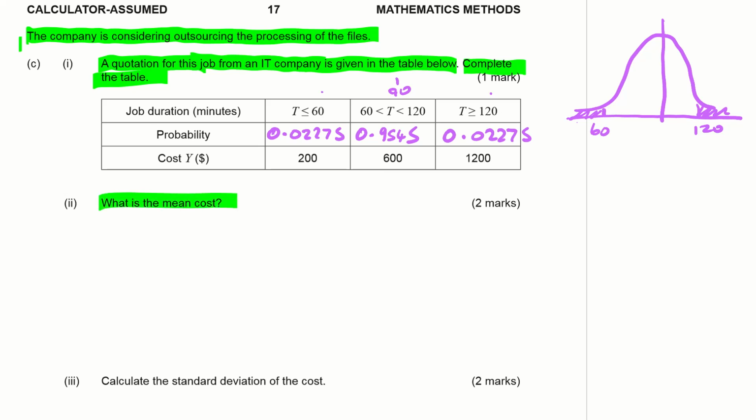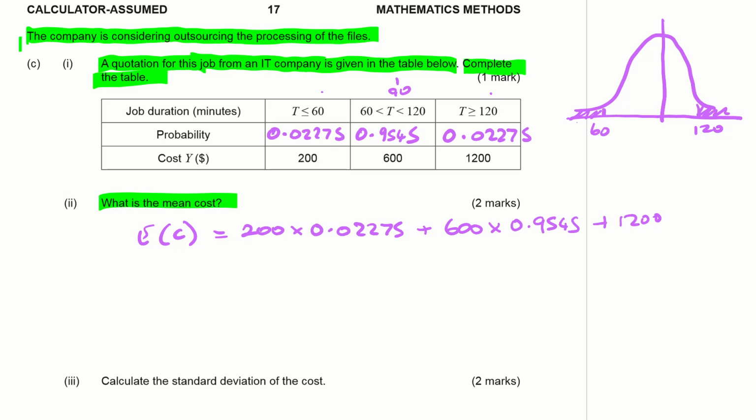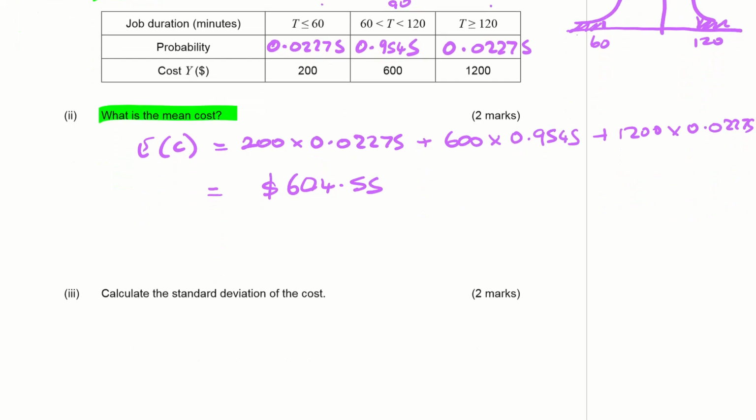What is the mean cost? So we want just the expectation of C. That is going to be 200 times 0.02275 plus 600 times 0.9545 plus 1200 times 0.02275. That gives us $604.55.